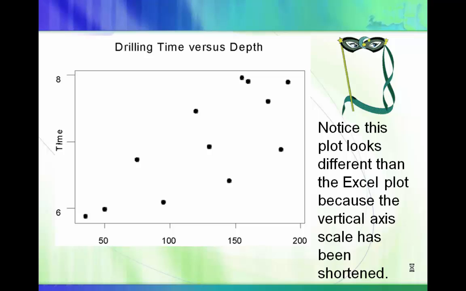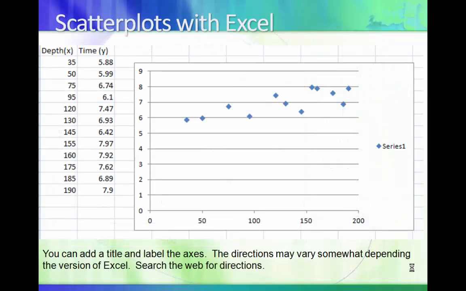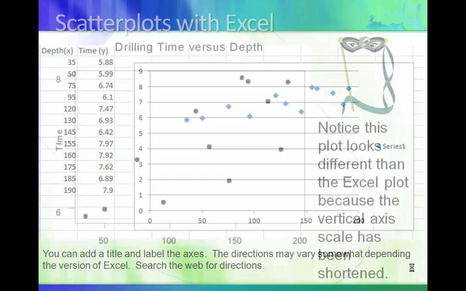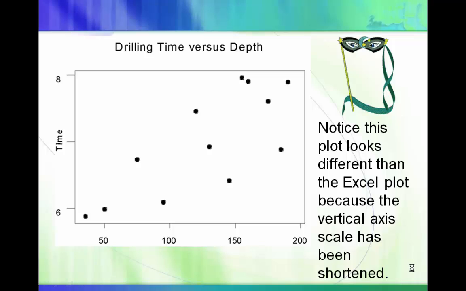Notice this plot looks different than the Excel plot because the vertical axis scale has been shortened. Let me go back. Here's the Excel. See, it starts at 0. And this one does not. And you'll recall we talked about how changing the scales can affect the way a graph looks and could be misleading. In this case, all it does is let you zoom in on the points in your scatter diagram.